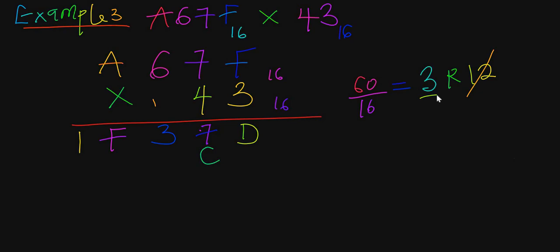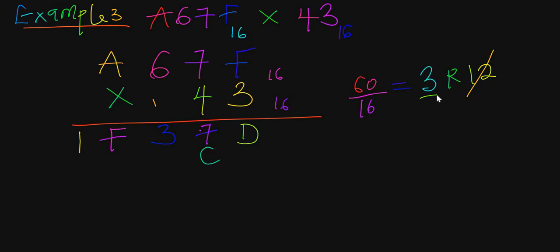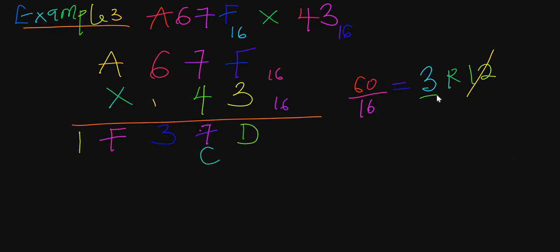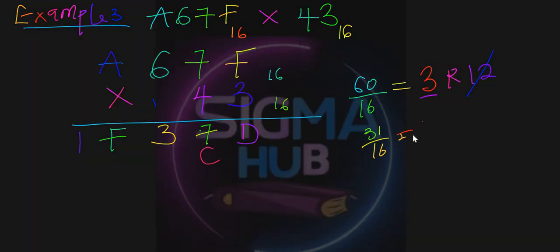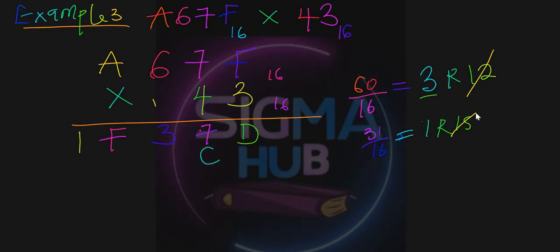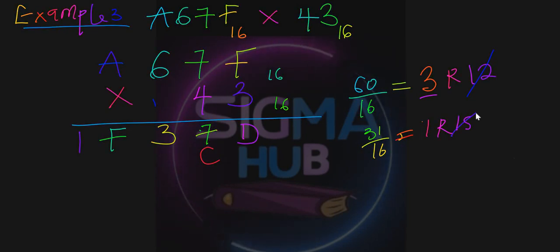Then 4 times 7 is 28. Of course, plus 3 is going to give us 31. But I cannot write 31. I have to divide 31 by 16 also. 31 divided by 16 is going to give us 1 remainder 15. So I'm going to write remainder of 15, but I won't write 15. I'm going to look at the letter representation of 15, which is F. So we have F.